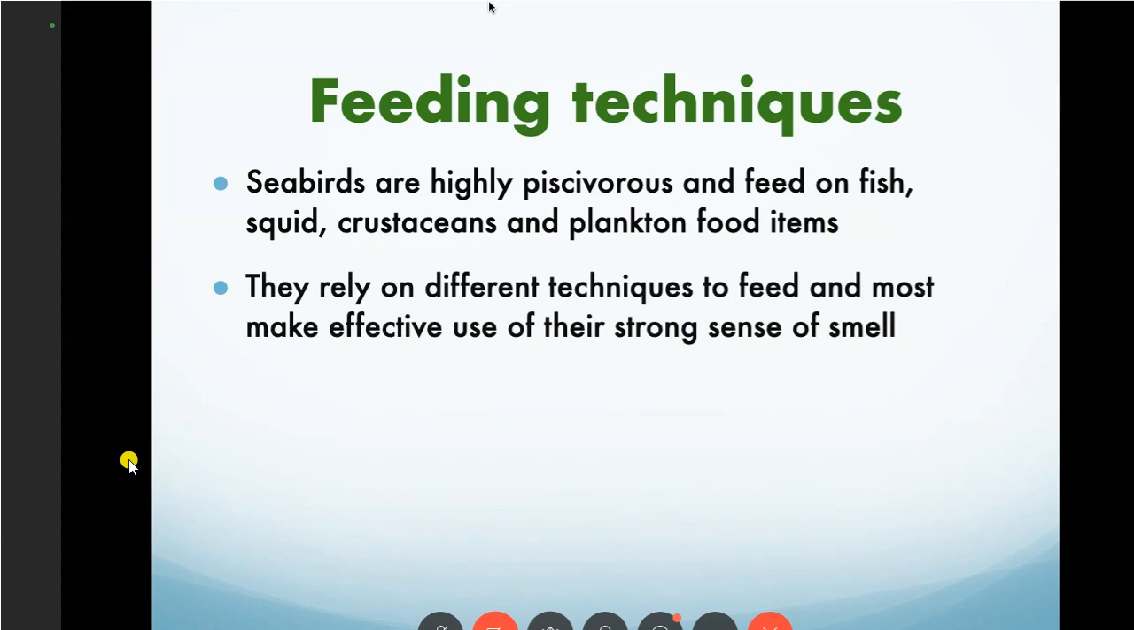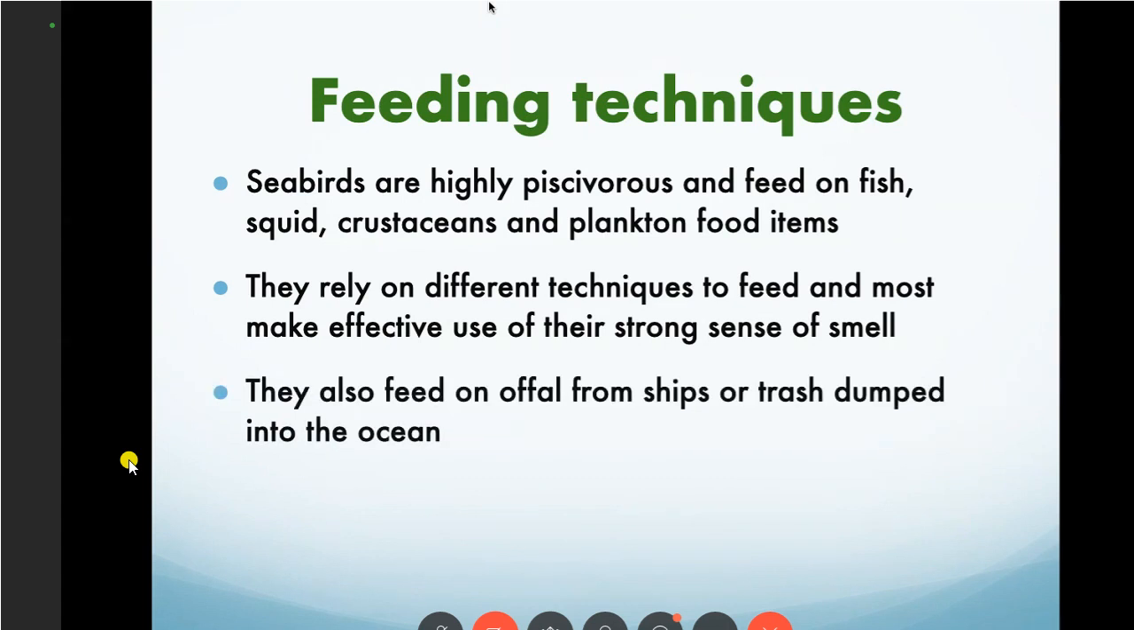So they rely on different techniques, and they make effective use of their strong sense of smell. As I just said, in the case of some tube-nosed birds over here, they use the sense of smell amazingly. They also feed on offal from the ships and trash that is dumped into the ocean. Now, we'll take a look at a few feeding techniques of different seabirds.